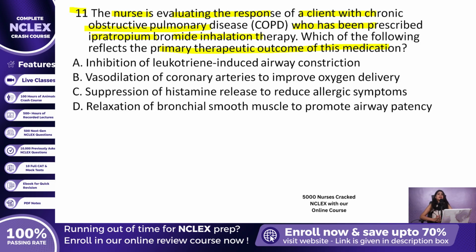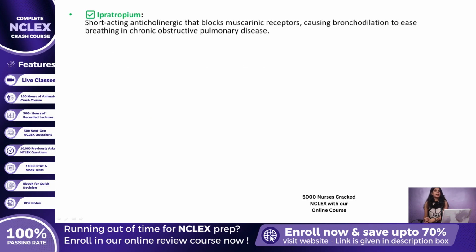Now let us determine which one of these directly reflects the goal of using ipratropium bromide in a client with chronic obstructive pulmonary disease. The correct answer here is option D, relaxation of bronchial smooth muscle to promote airway patency. Ipratropium bromide is a short-acting anticholinergic bronchodilator. It works by blocking muscarinic receptors in the airway smooth muscle, which reduces cholinergic stimulation and prevents bronchoconstriction. This action leads to bronchodilation, opening up the airways, improving airflow, and making breathing easier for clients with chronic obstructive pulmonary disease.